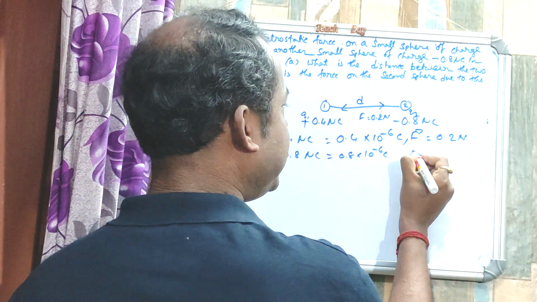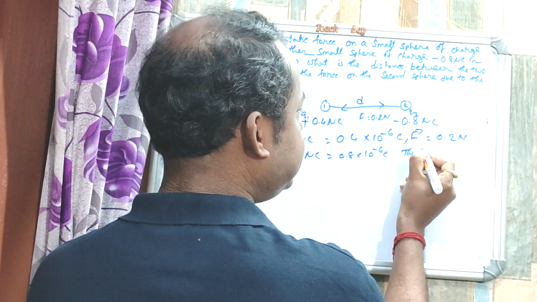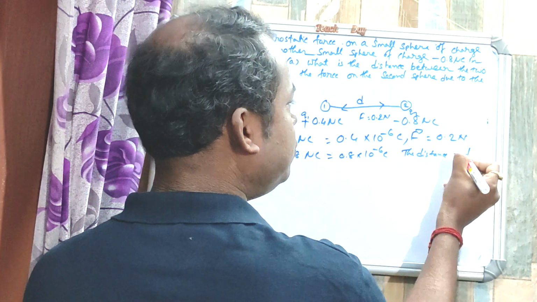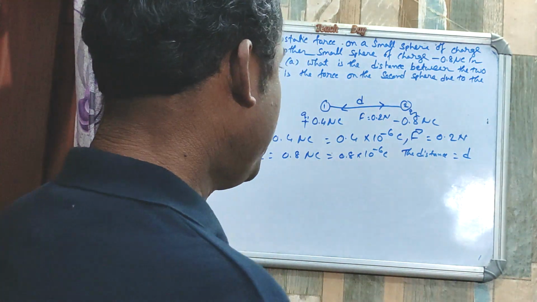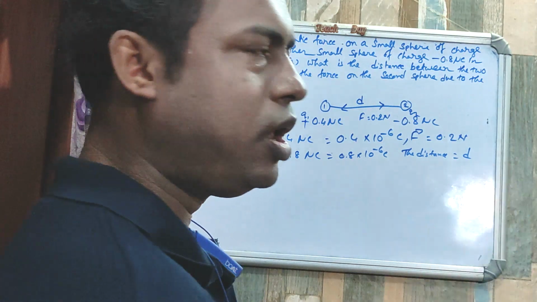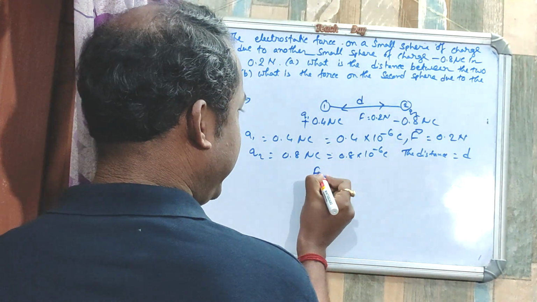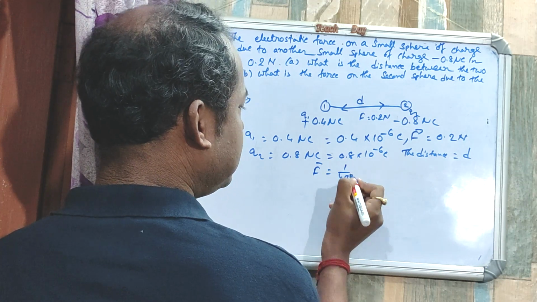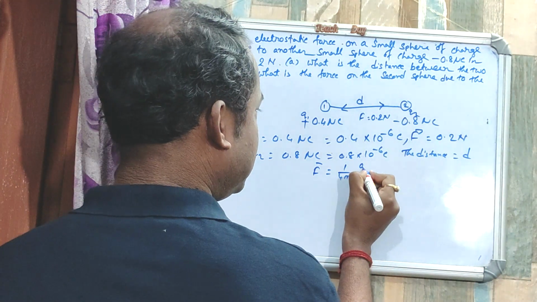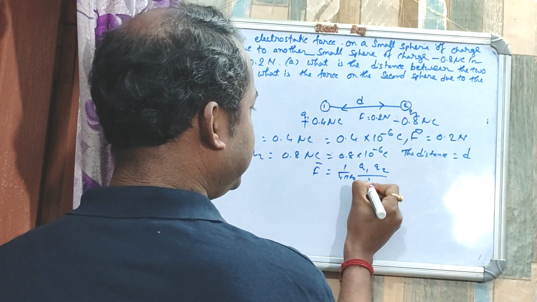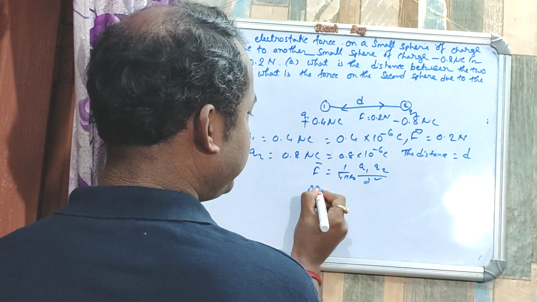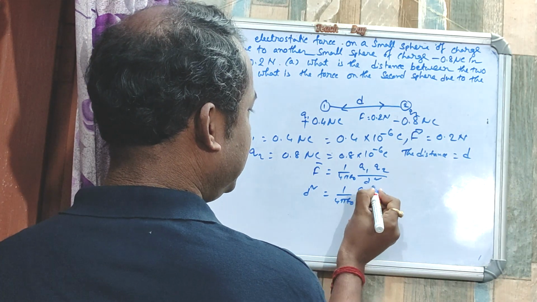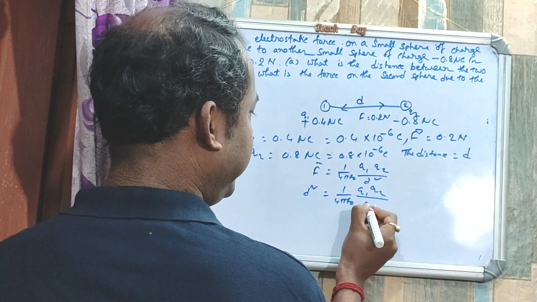So another one, we consider the distance that is equal to d. At first we write Coulomb's law. So again we write F equals 1 by 4 pi epsilon naught Q1 Q2 by d square. So d square equals 1 by 4 pi epsilon naught Q1 Q2 by F.